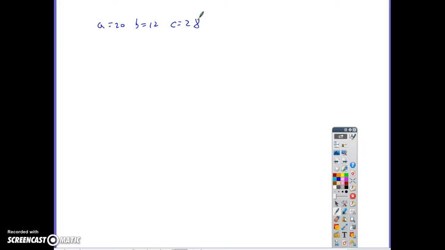What angle am I going to do? I can solve for any one I want to. A. So we're going to solve for angle A. If I solve for angle A, I've got to use the A form of this, which means I'm going to go A squared equals B squared plus C squared minus 2BC cosine of A. Boom.